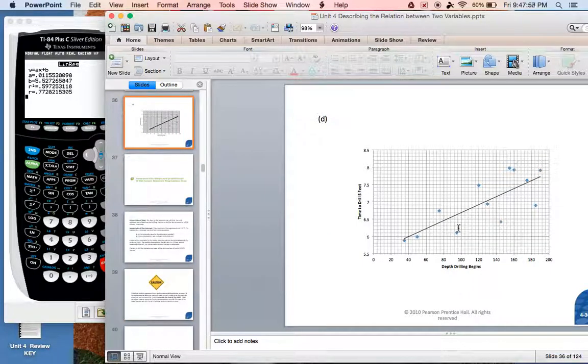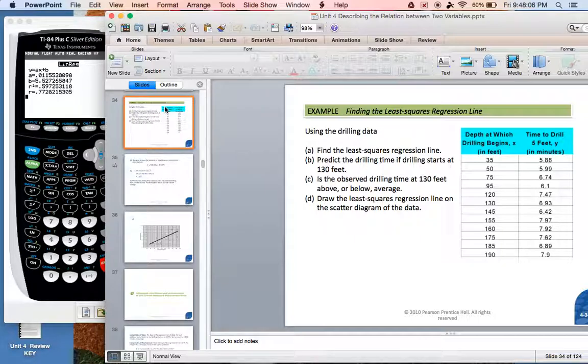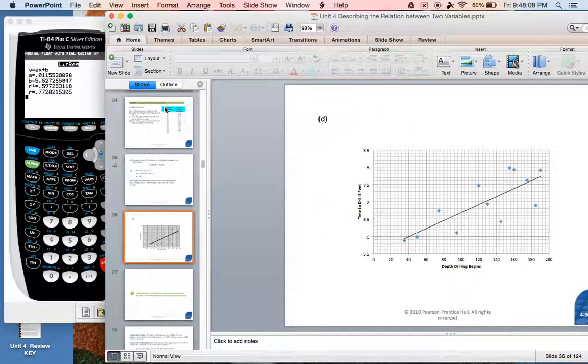Here is our scatter diagram along with the least squares regression line. Now notice I didn't actually plot the y-intercept, but I plotted the point from the first scatter to the last and see where the line fits.